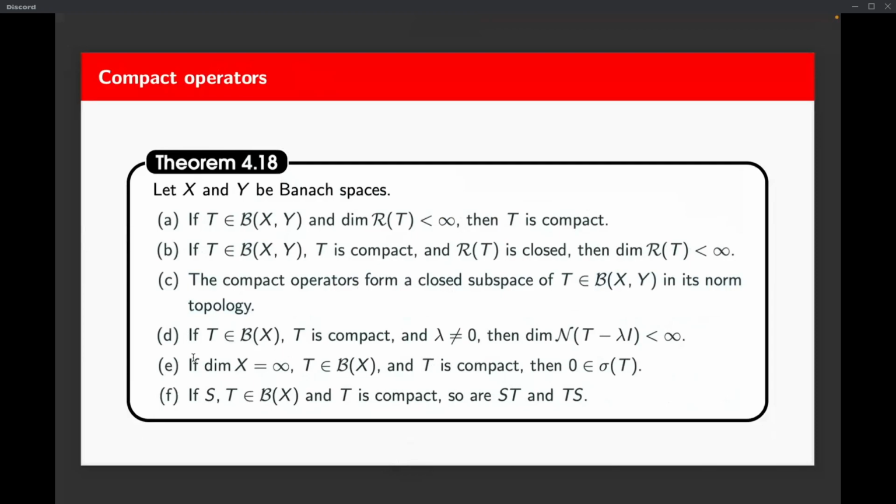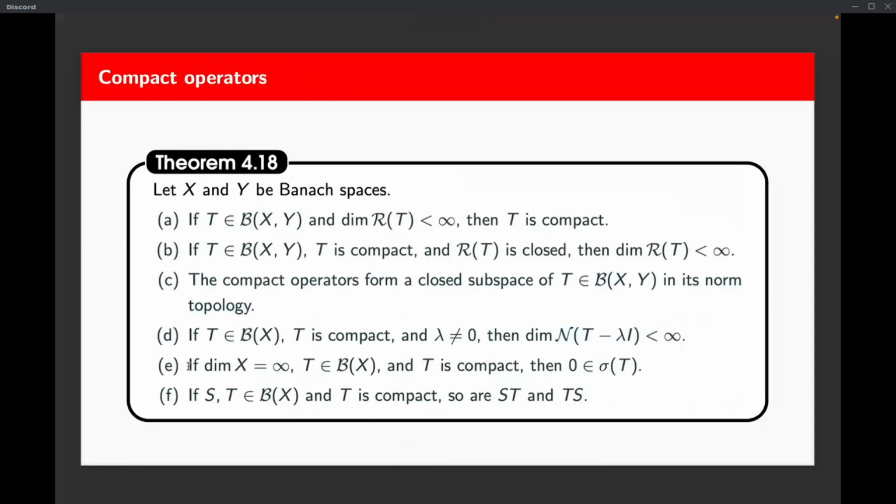And then specializing for the next three to the case where we're mapping from X to itself. If T is compact and lambda is not zero, then, well, we're not saying lambda is an eigenvalue here. We're just saying lambda is a scalar that's non-zero. Then it's always the case that the null space of T minus lambda I has finite dimension. And in the case where lambda is an eigenvalue, it'll have non-zero dimension as well.